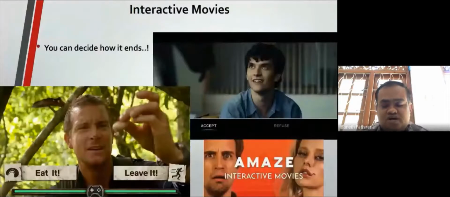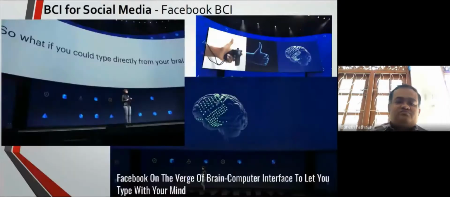And I'm not going to talk about replacing the joystick-like input devices with mental commands. That means mind-controlled gameplay, because that is no longer a new concept.